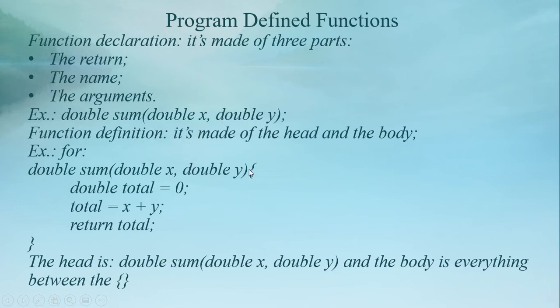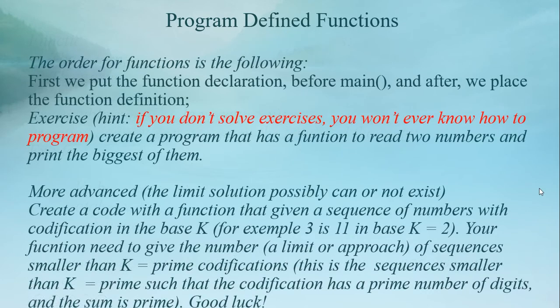Here is the head till this point, and after including the braces, and everything here is the body in between the braces. And the head is just this part till the first brace. So it's very important here, as you can read. I won't read it just not to scare you, but you can read this. So first we put the function declaration before main, and after we place the function definition. And if you want to solve, you can pause the video and I'm gonna solve the problem.